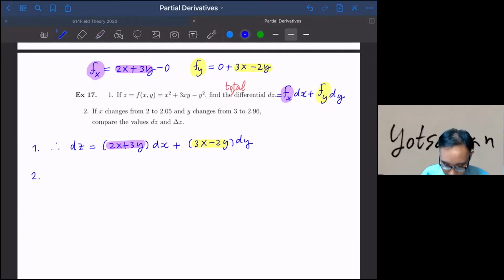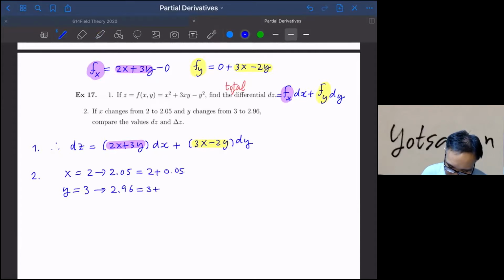It means that for delta z, you're going to have x equal to 2 change to 2.05 and y equal to 3 change to 2.96. 2.05 is just 2 plus 0.05, and 2.96 is 3 plus negative 0.04. So this allows us to compute delta x and delta y respectively, the change in x and the change in y.